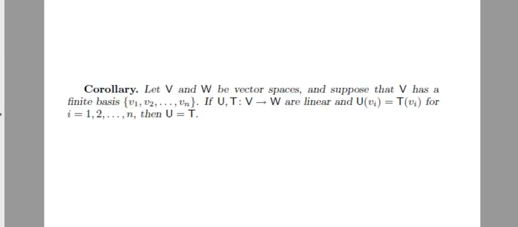Corollary: let V and W be vector spaces and suppose that V has a finite basis v1 to vn. If U and T from V to W are linear maps and U(vi) is equal to T(vi) for i equal to 1 to n, then U is equal to T. So basically, when we have to check whether any two mappings are equal, generally we see that they are the same on every element of the vector space. But if we are able to see it is the same for every element of a basis, then according to this corollary, both U and T are equal.